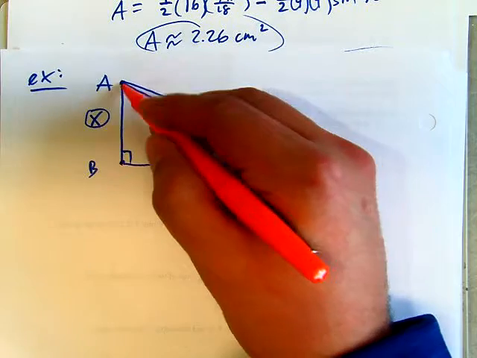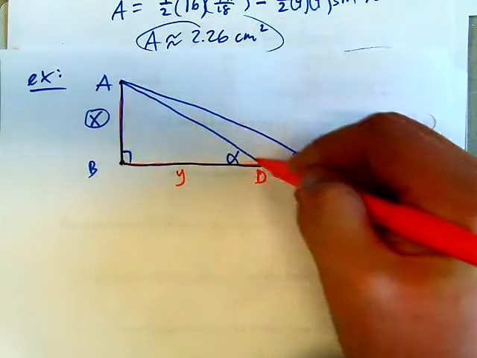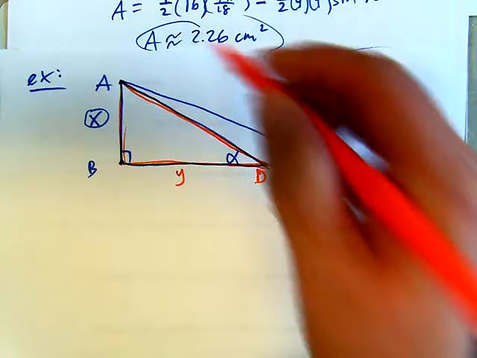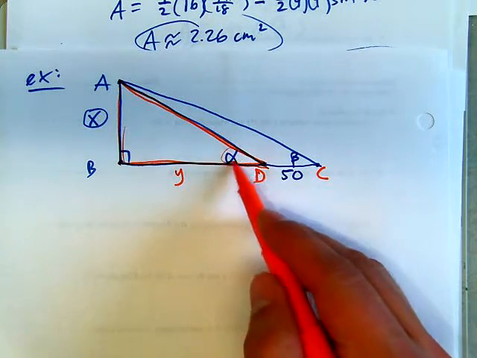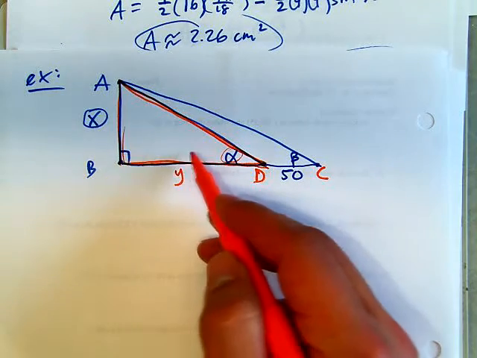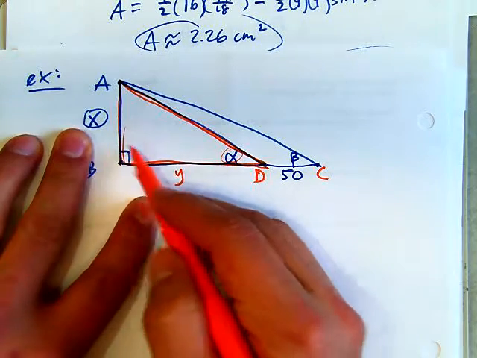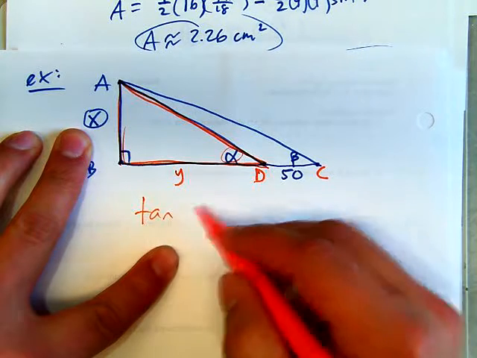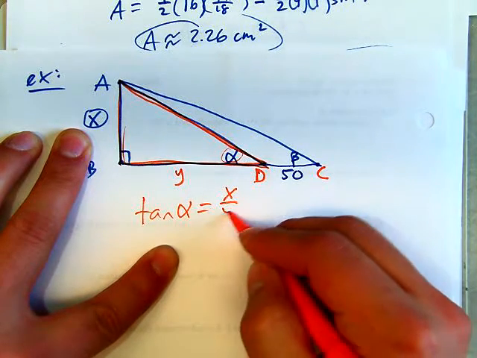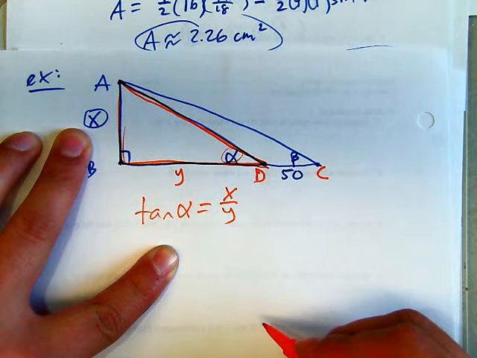Okay, so if I look at the small triangle, it's one that's in orange. Okay? And if I focus in on this angle alpha, I don't have X and I don't have Y, but if I look at those two sides, I can do a tangent equation and say that tangent of alpha is going to be X over Y. Okay?